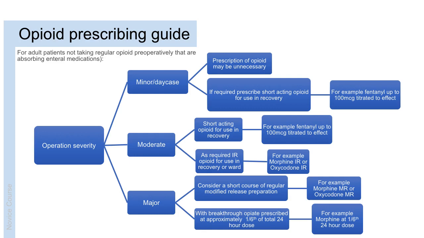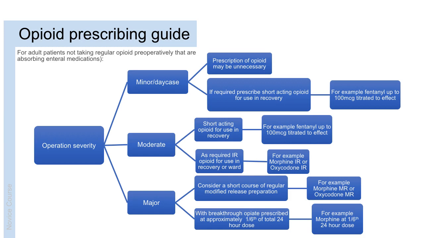Here I have created a flow diagram to give a rough guide as to what opioid might be appropriate to prescribe in the postoperative period. It is by no means exhaustive, but hopefully gives an idea of what might be appropriate to prescribe depending on whether it's a minor or day case operation or a moderate or major operation with increasing severity of pain expected. It's really for adult patients who are not taking regular opioids preoperatively, and for patients where we're not suspecting any issues with enteral absorption of medications.